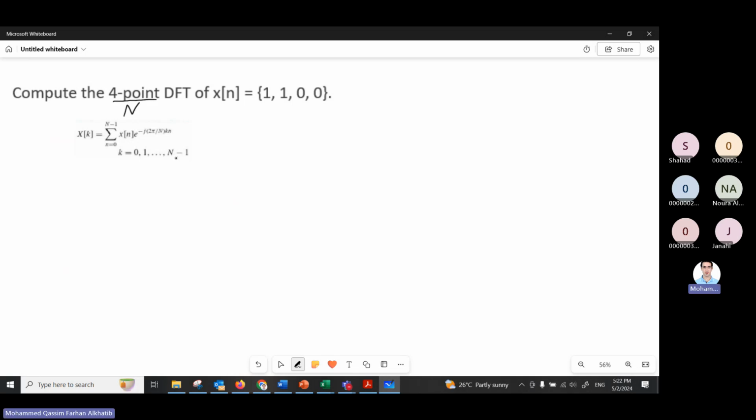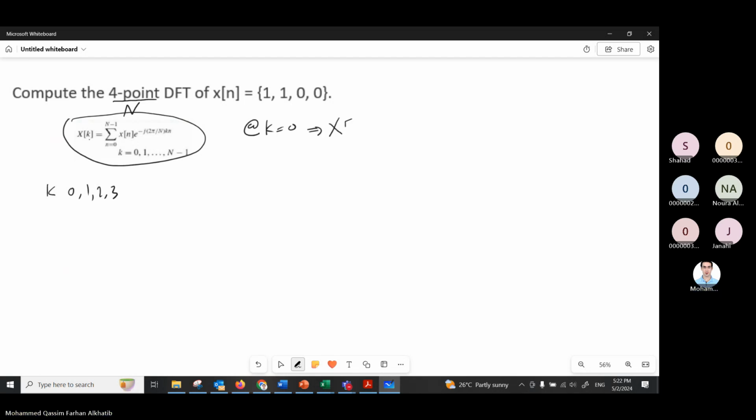So N, my number of points, is 4. Now the values of k should be 0, 1, 2, 3. So I need to repeat this formula 4 times: at k equals 0, at k equals 1, at k equals 2, at k equals 3. And that's it. So let's apply at k equals 0.